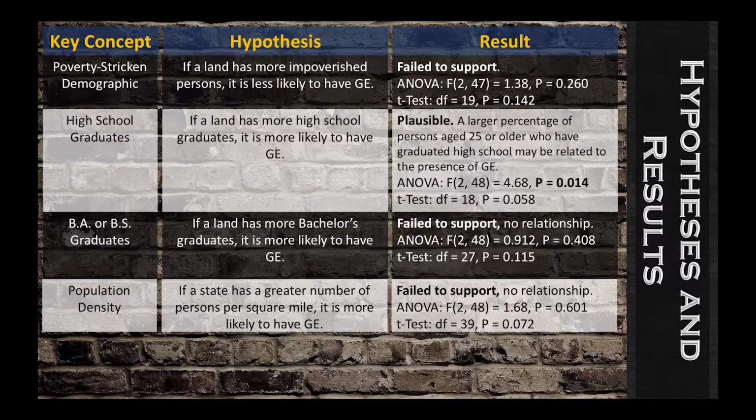High school graduates, which I view, I view high school graduation rates to be somewhat indicative of the success of a state's education system. This seems to be possible for the presence and absence of genocide education. However, moving up from secondary education to post-secondary education, it seems as if BA and BS degrees may not support it. Same thing with population density.